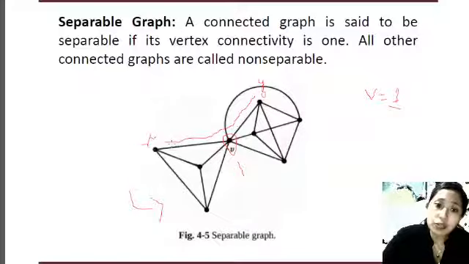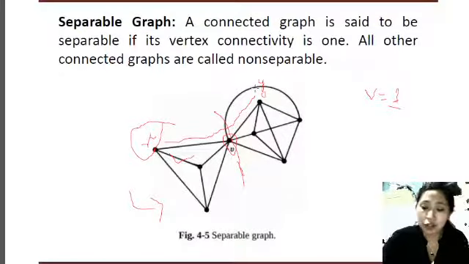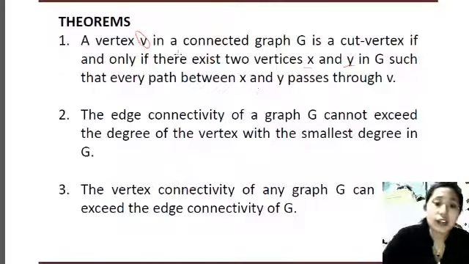Okay, so between this vertex x and y, in every possible path, this vertex v is there. So that is why removing this vertex v, we could not have any path between these two vertices, that is x and y. So the first property says that for a vertex to be a cut vertex, it has to be present in every path, okay, between at least one pair of vertices in that given graph.